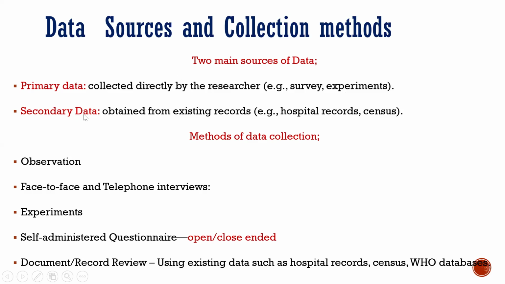But when it comes to secondary data, just like the name, they are obtained from already existing records. So you are not the one that collected them primarily. For example, we have hospital records, and census data that were collected already. Maybe we just want to make use of the records, so they are called secondary data. To the hospital or the person that collected it first, it is primary data. But to you that want to make use of already existing data, it is secondary data. Do you understand? So these are the two main sources of data.